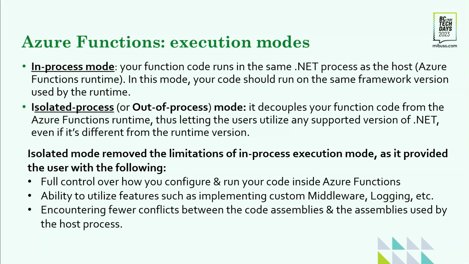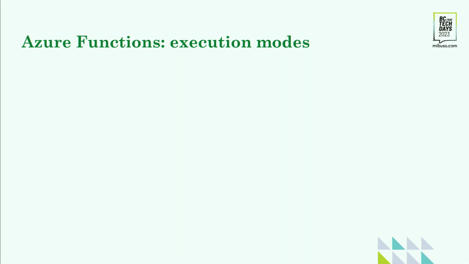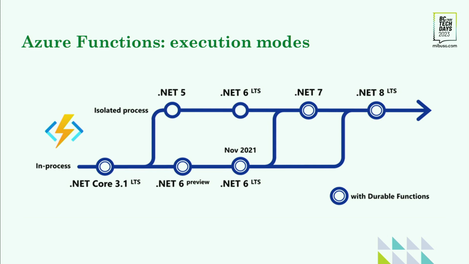So the isolated model removes all the limitations of the in-process model. You have full control over how you create and configure your code, full control on the host, and the ability to use features that are not directly supported by the host that runs your functions. Remember that the isolated model is the future. So Azure Function now supports both execution modes. We are here at this moment. Azure Function supports the isolated and the in-process mode, but the future is going for the isolated. So you should start working on the isolated model and take confidence with it, as it has some differences compared to the old.